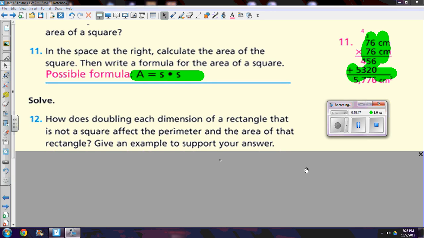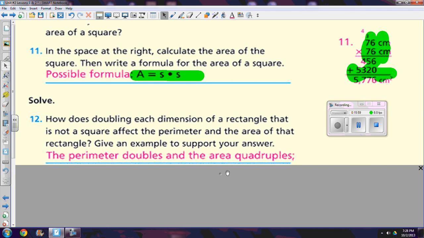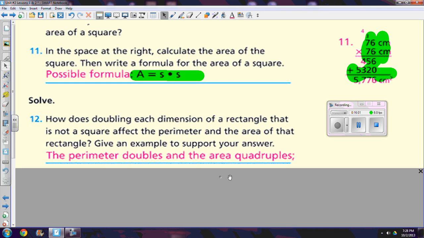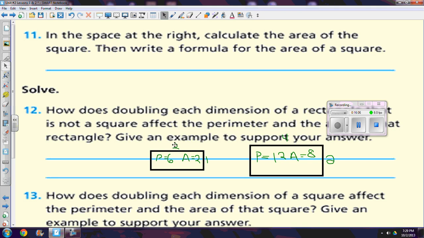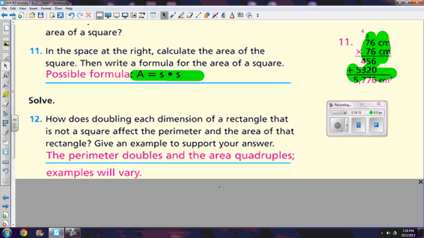All right, so it says, how would that affect the perimeter and the area of the rectangle? Give an example to support your answer. So the perimeter doubles and the area quadruples. And if you go back, you can see the perimeter doubles, 2 to 4. Area quadruples, went from 2 to 8. So here's your example for number 12, and your write-up looks like this. So go ahead and pause it. The perimeter doubles and the area quadruples.